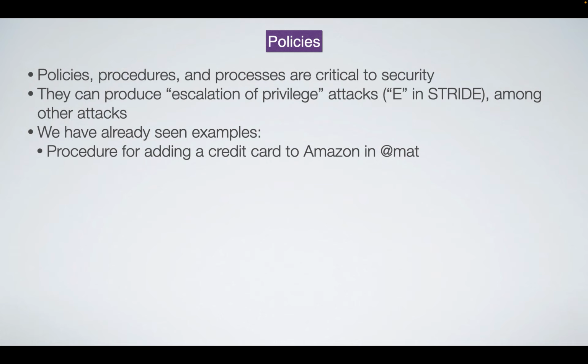And then, of course, once a new credit card was added, the adversary now does know the last four digits of a credit card. And so they're able to reset the password for @Matt, okay? So that's an escalation of privilege. The adversary should not have been able to reset the password. They found a loophole by adding a new credit card, which didn't require the strictest amount of authentication. And then because of the loophole, they were able to authenticate and then be authorized to do the tasks they wanted to do in the first place.